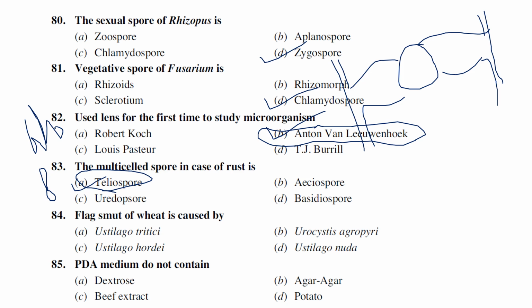Flag smut of wheat is caused by which organism? Here, flag smut of wheat is generally caused by Urocystis agropyri. Next one: a PDA medium does not contain which? PDA means potato dextrose agar. Dextrose is present, agar is present, and potato is a must. So beef extract is not present in the PDA medium. So the answer is beef extract.